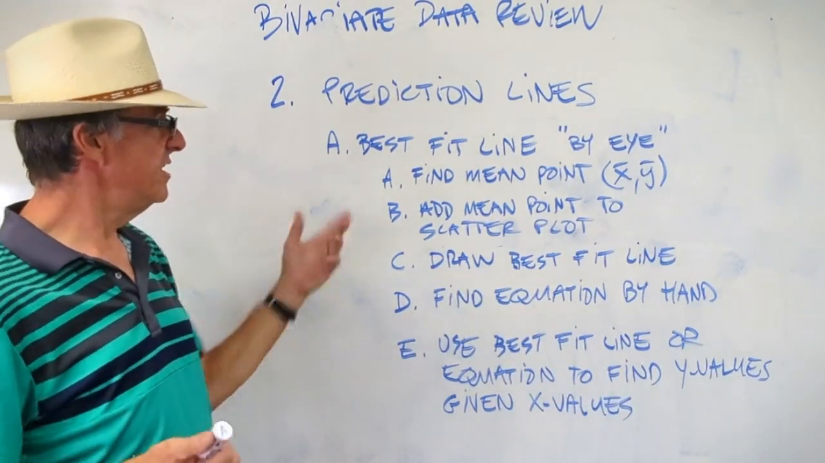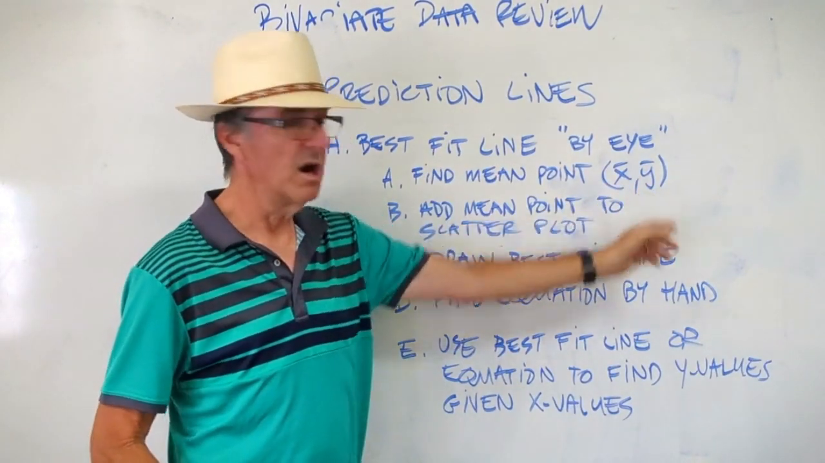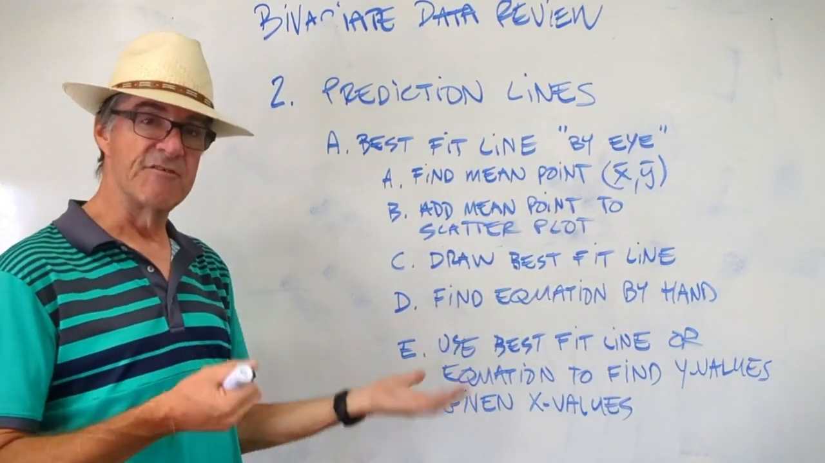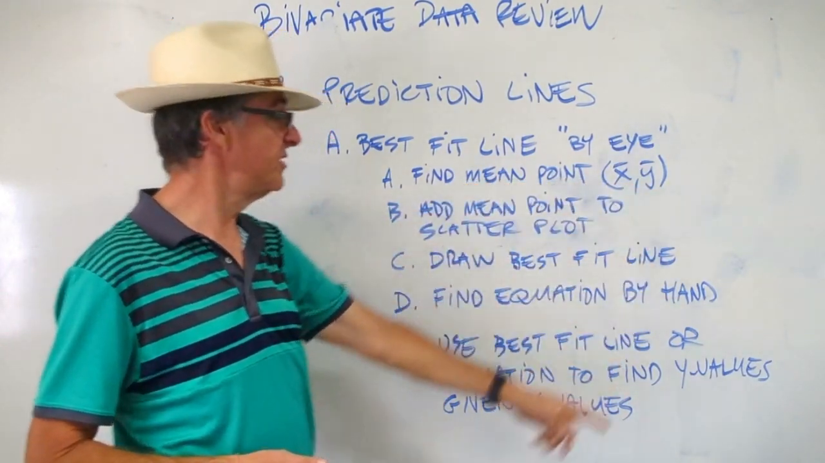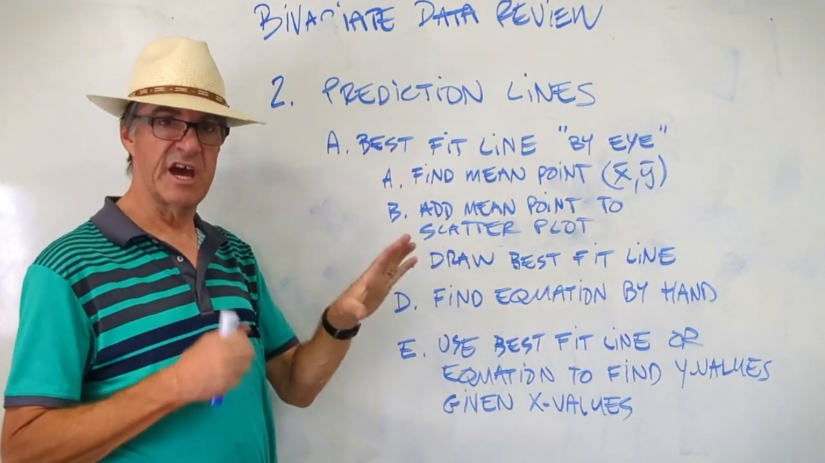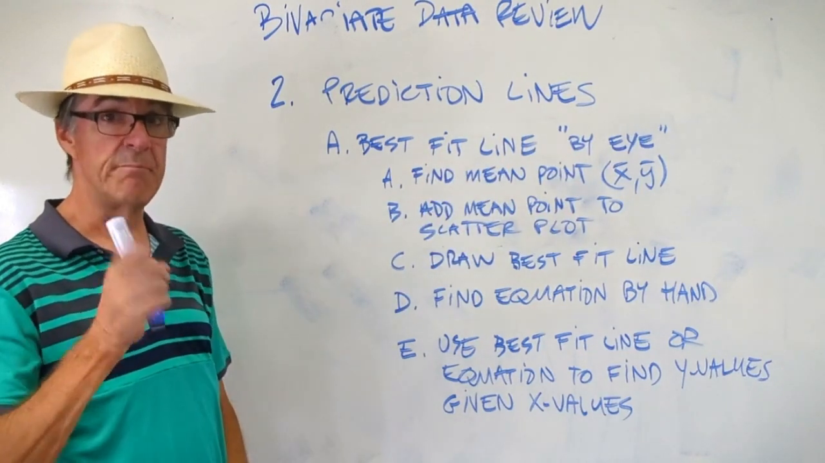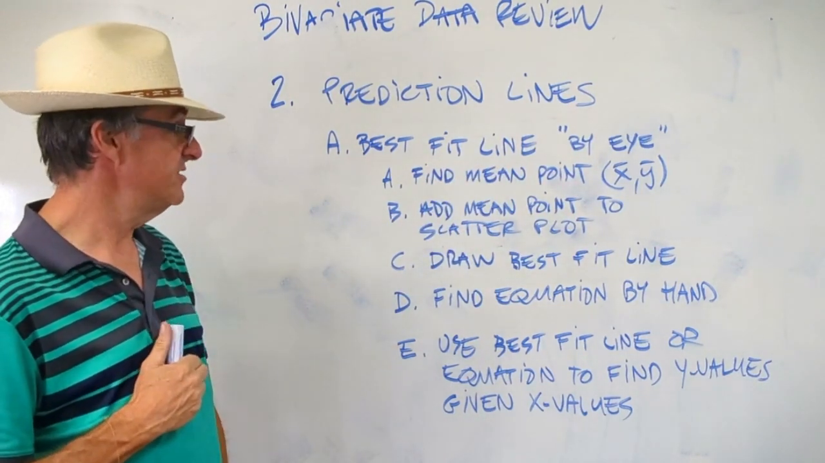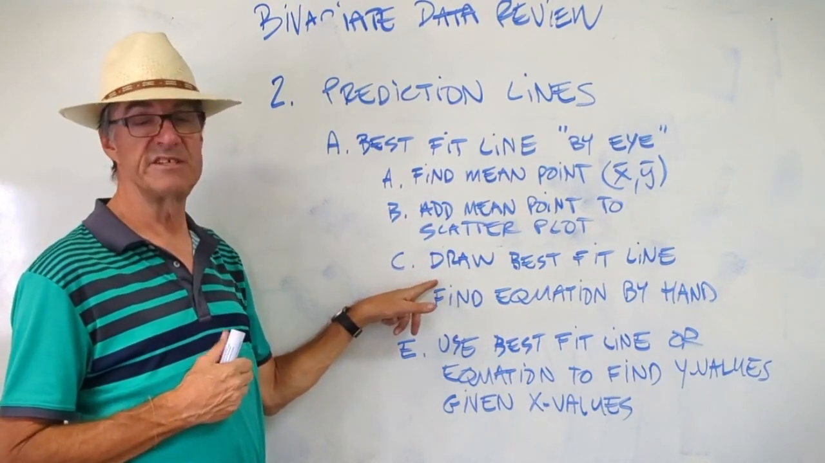And so what we do is we find the mean point, which is X bar, Y bar, which is just X bar is the average of all the X values, Y bar is the average of all the Y values. And then we want to add the mean point to the scatter plot. So we've got a scatter plot with all our data points. We throw the mean point on there as well, and you want to mark it as the mean point, so that's obvious. Then we use this scatter plot with the mean point to draw a best fit line.